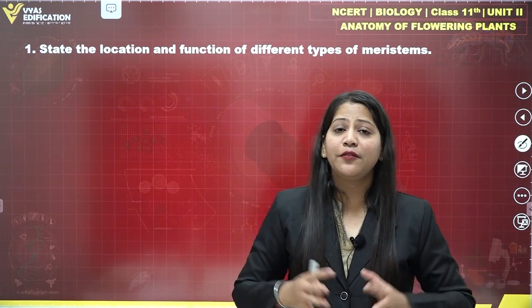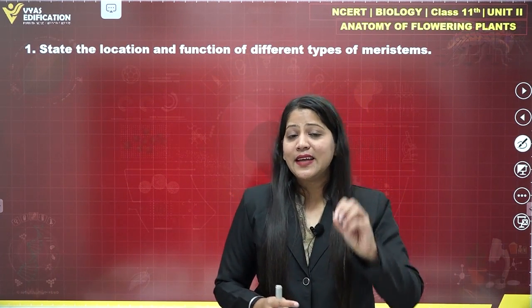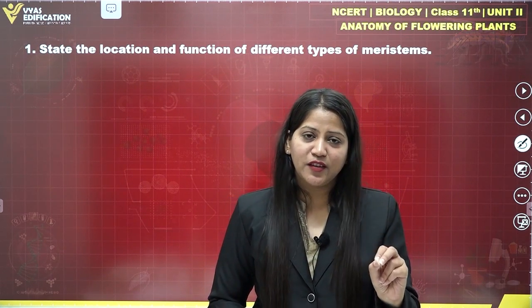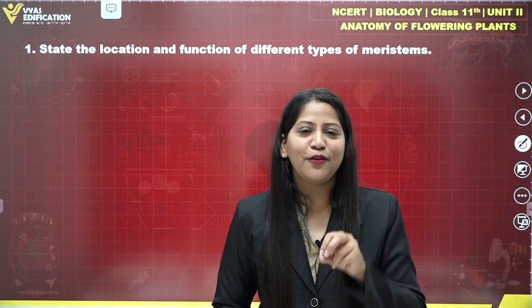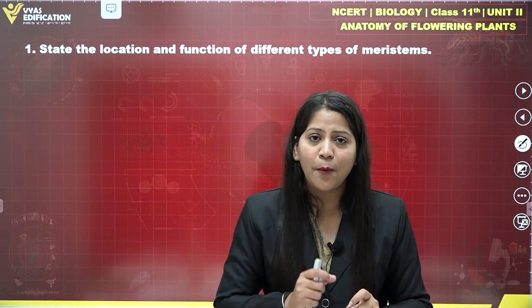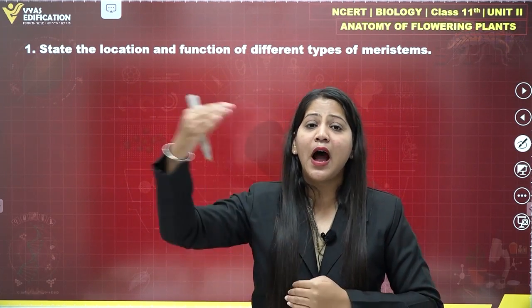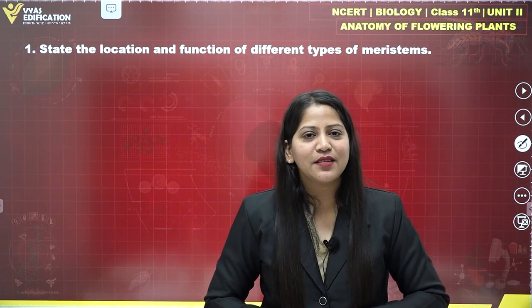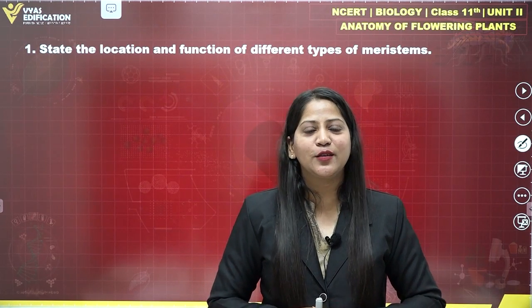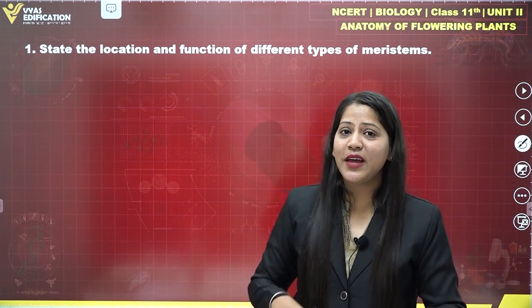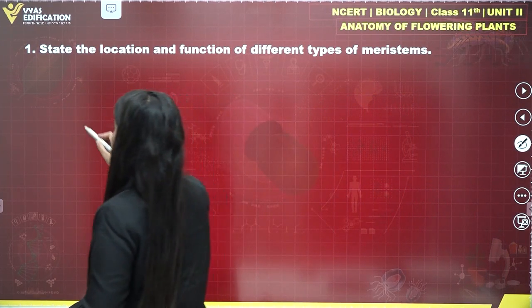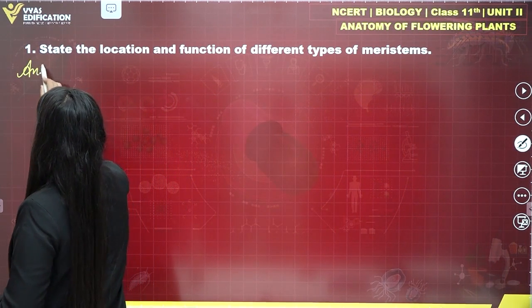Now, what is the function of this vascular cambium? This vascular cambium, which is a type of lateral meristem, is going to form secondary phloem on the outer side and secondary xylem on the inner side. So this is the function of vascular cambium, and with this we have completed the explanation of question number 1. Now we are going to write the answer of this question.